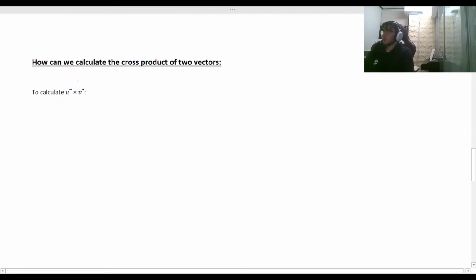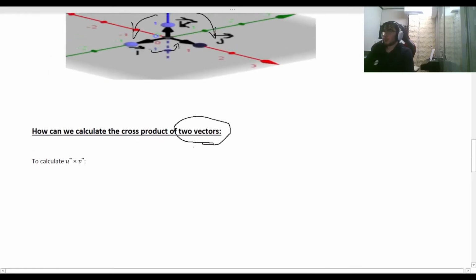Okay. How can we calculate the cross product of two vectors? What we mean here is to calculate the coordinates of the vector perpendicular to the plane formed by u vector and v vector, or perpendicular to the parm in this plane, which is this plane.